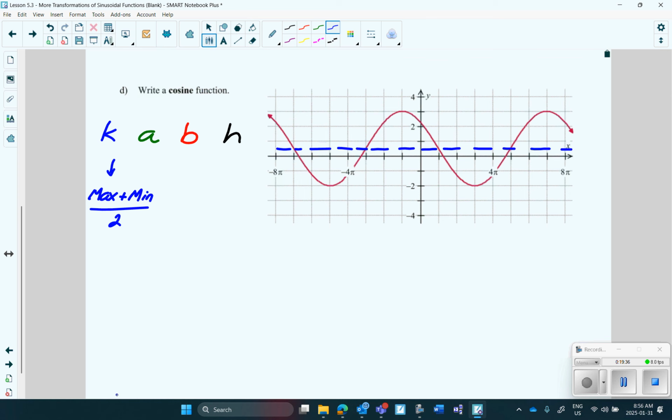Take the maximum value, the minimum value, and average them. Add them and divide by 2. So the maximum is at 3. The minimum is at negative 2. So 3 plus negative 2, or 3 minus 2, over 2 equals 1/2. That's another way you can find it. Most of these you'll be able to eyeball, but this one might be a little tricky.